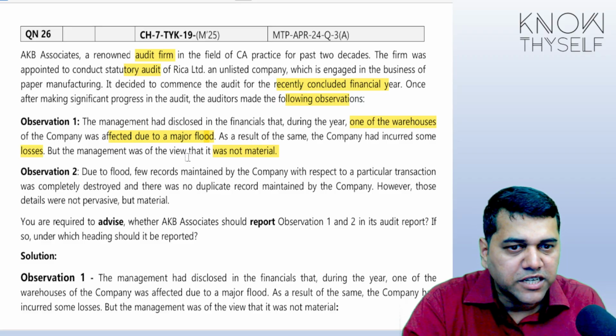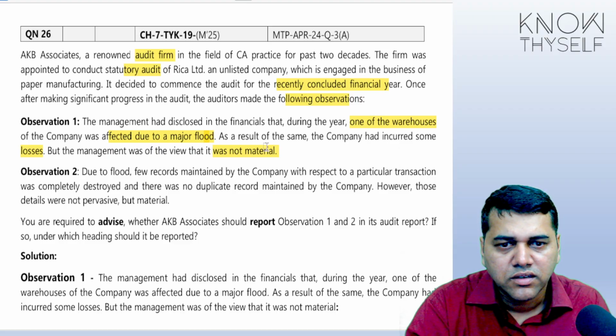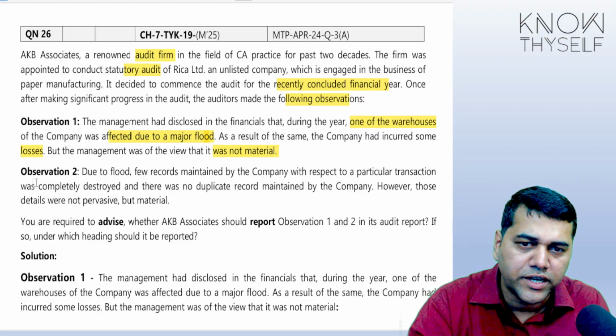Now, is it a material misstatement? No, they must have disclosed it. As a result, the company has incurred losses, they must have accounted for it.